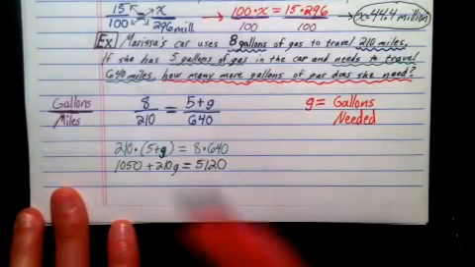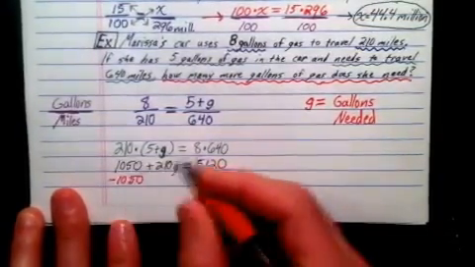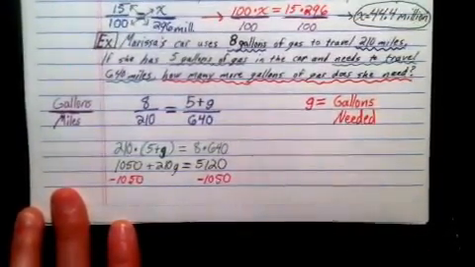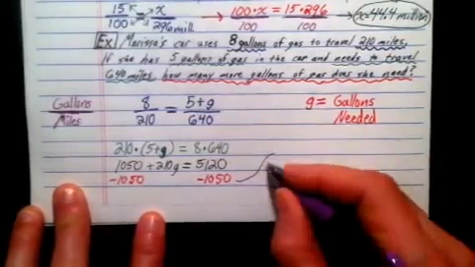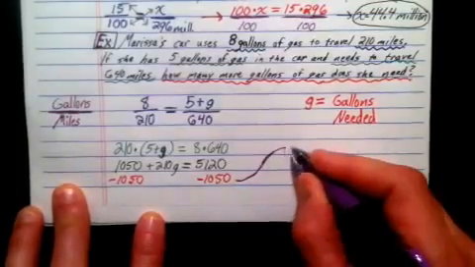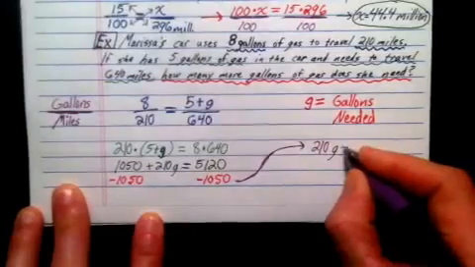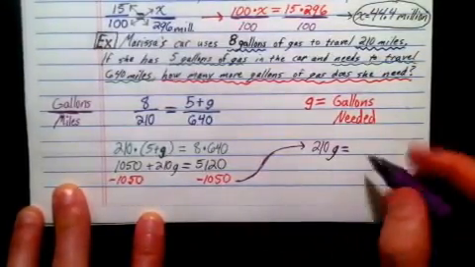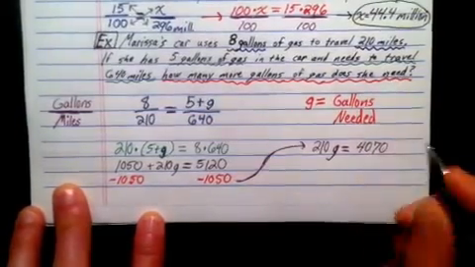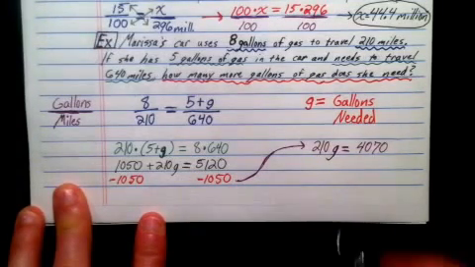Trying to solve for G now is just a basic linear situation. Get the constant to the other side, so subtract 1050 from both sides. That takes us to here, where we're left with just 210G on the left-hand side. Right-hand side, 5120 minus 1050 gives us 4070. And then lastly, we can just divide by 210, and that is going to tell us how many more gallons we would need.